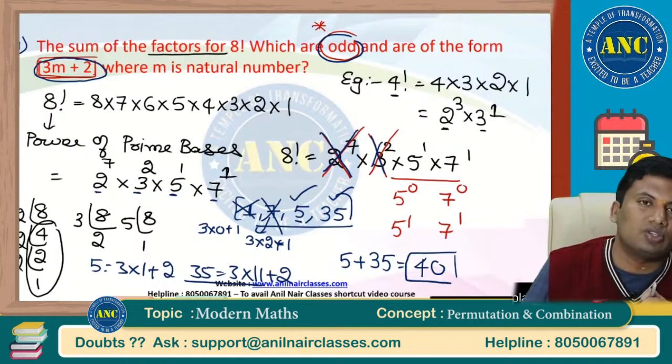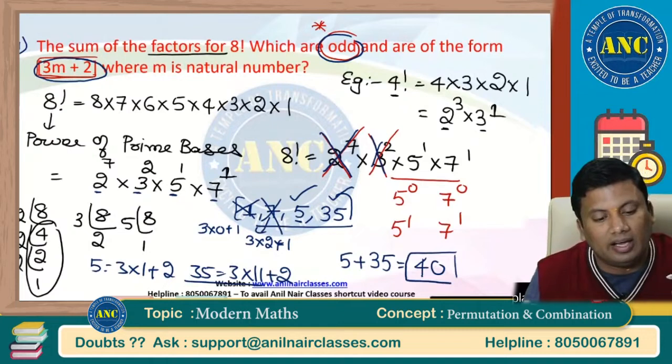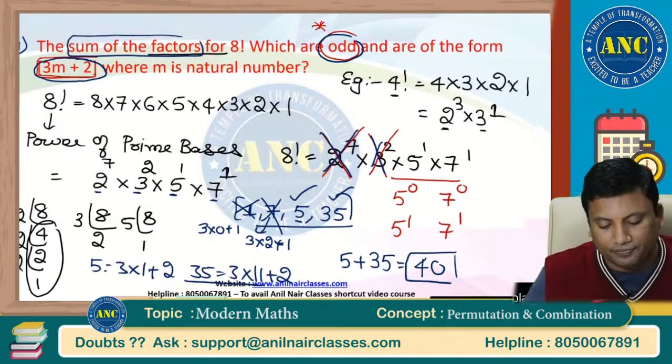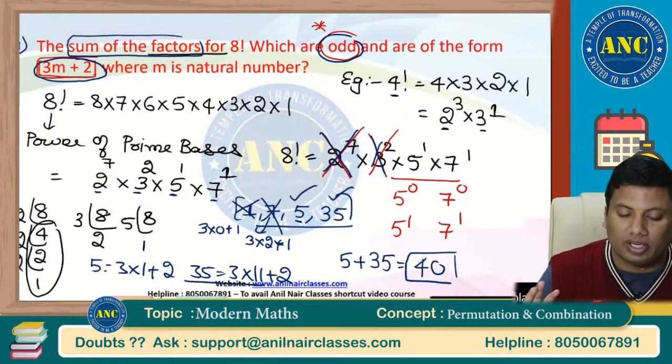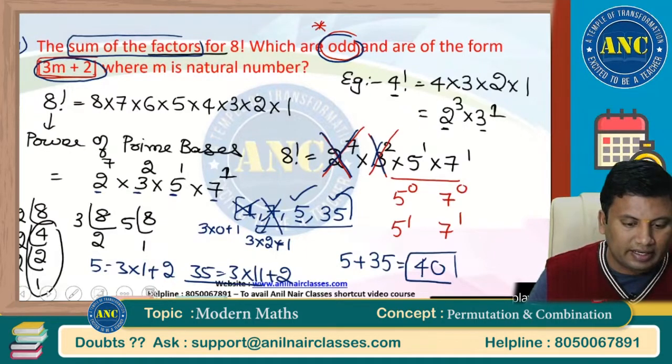5 is 3 into 1 plus 2. 35 is 3 into 11 plus 2. And I need to add the factors. 5 plus 35, the answer is nothing but 40. Question number 1, very good question. I hope the idea is clear.